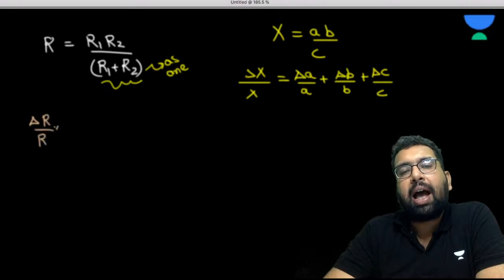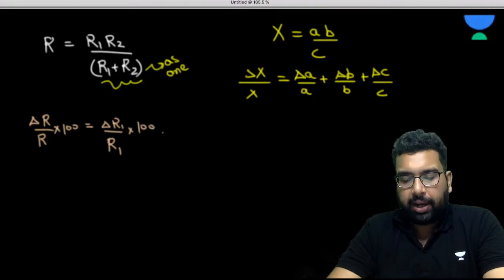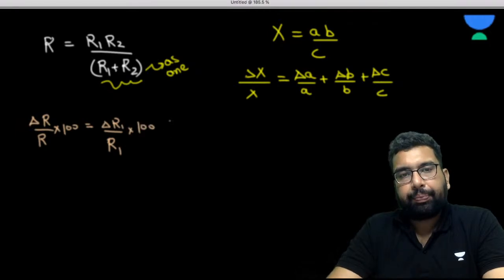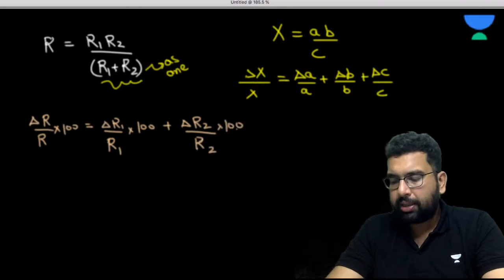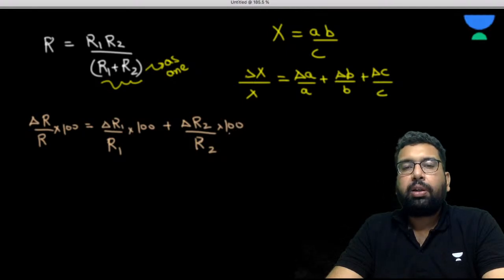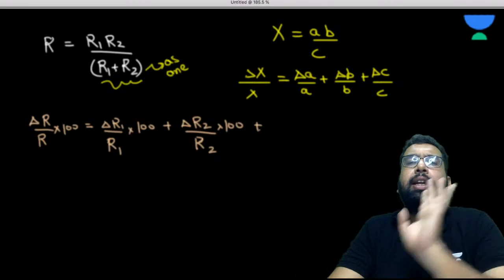So can we write like this? Delta R by R into 100 is equal to delta R1 by R1 into 100, plus delta R2 by R2 into 100, because we are writing in terms of percentage. We have to give the answer in percentage. Sometimes you need to give the answer as fractional error, so accordingly you can solve the question.